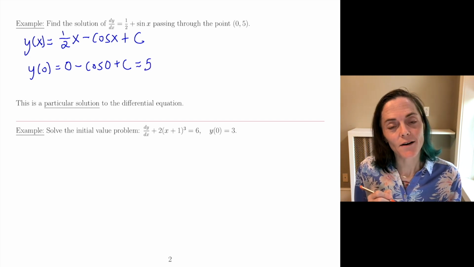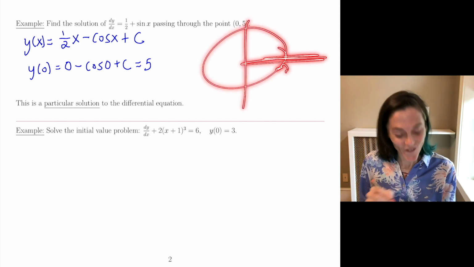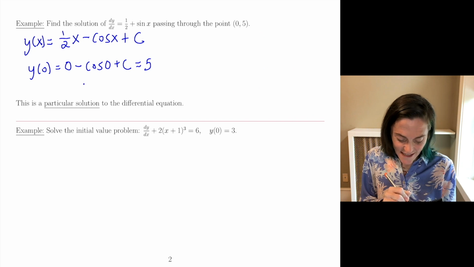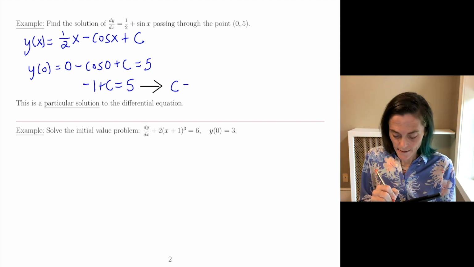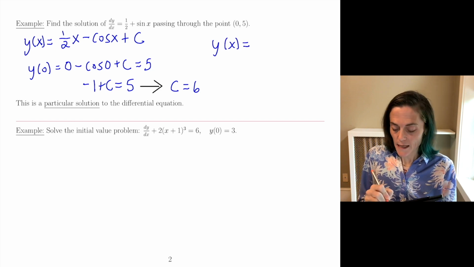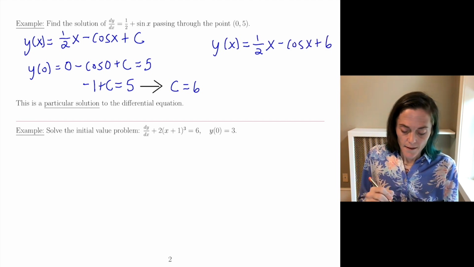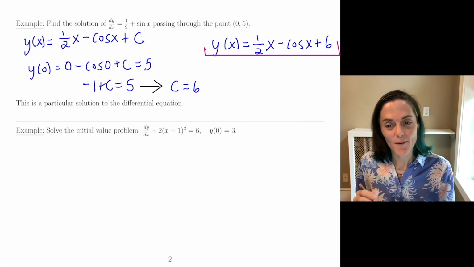Well, think about the unit circle. Cosine of 0 is 1. So I can rewrite this as minus 1 plus c equals 5. And I get that my constant is 6. And so my answer, I'll write it over here. We have y of x is 1/2 x minus cosine x plus 6. This is the solution to this differential equation that passes through the point (0, 5).